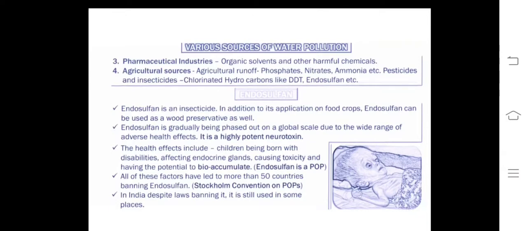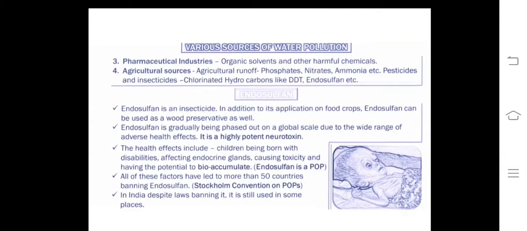You see the Barauni also, same thing. Agriculture sources also, yes, I told you. Agriculture runoff, phosphate, eutrophication, same thing. Nitrates, ammonia, pesticide, herbicide, and so on. Endosulfan. Endosulfan is one of the very important UPSC topics, environment.